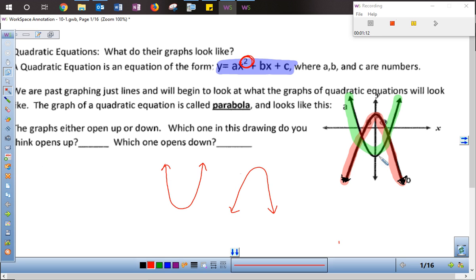So we have an example over here on the graph, and it says the graph either opens up or down. Which in this drawing do you think opens up? Well, opens up is going to look like a smiley face, and the smiley face one is going to be this green one here, which is graph A. And it says which one opens down. That one's going to look like a frowny face here, so that's going to be graph B.